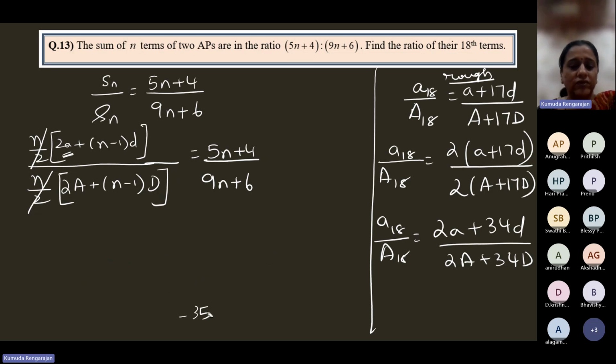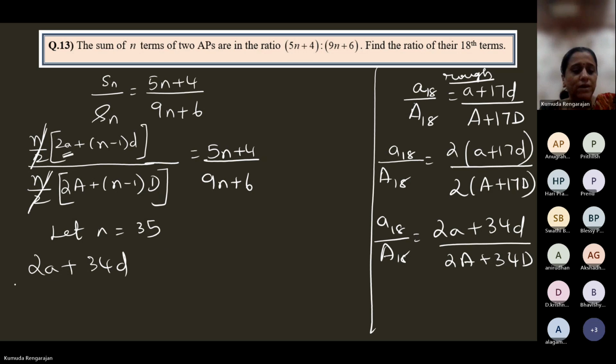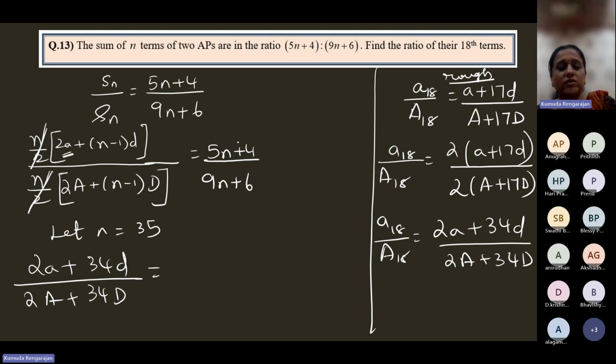Now leave the rough work. We got the value for n. Now let n be 35. So use 35 in place of n everywhere. We have this n by 2 gets cancelled. So we have 2a plus n minus 1, 35 minus 1, 34d, by 2a plus 34d. Here also you'll have to use a value for n. N is 35, so 5 into 35 plus 4 and 9 into 35 plus 4.